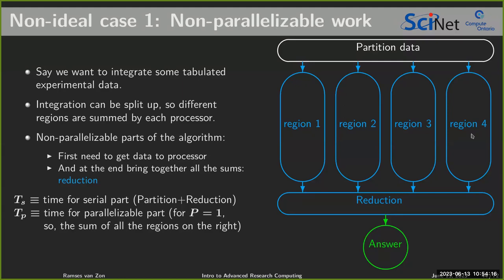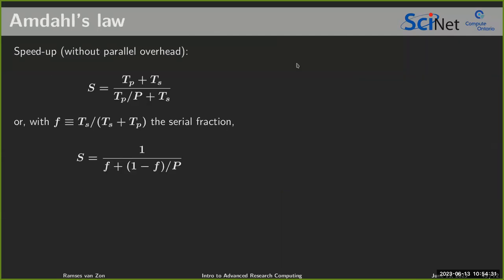So all of these regions together form TP. So for P equals 1, for one process, that's the sum of the time of these four regions. Okay. So running this on one processor would take a time TS plus TP. Running it on P processors will parallelize the parallel region, so divide that by P, but not change how long the serial part actually takes. So if you compute the speed up, that is the serial time divided by the parallel time, we can get an interesting law called Amdahl's law.